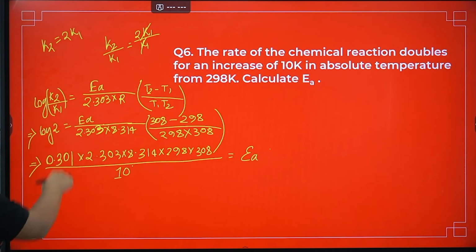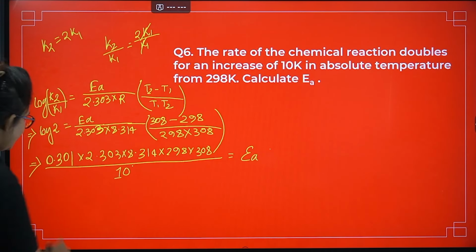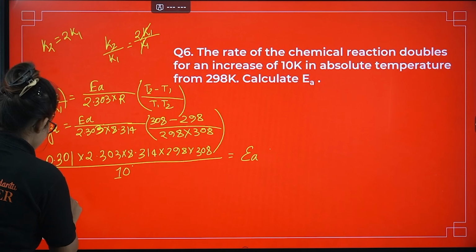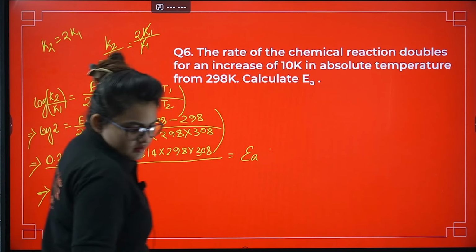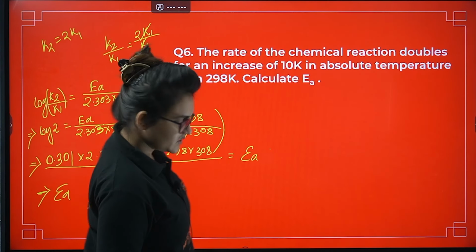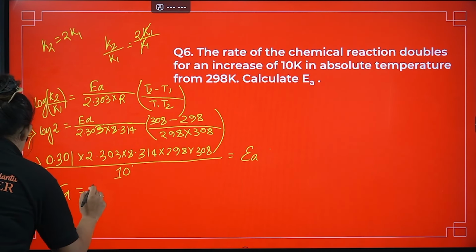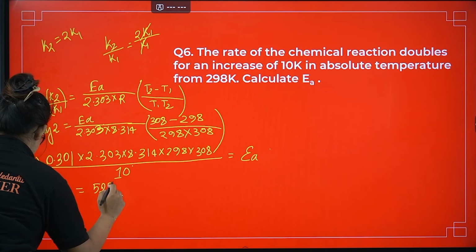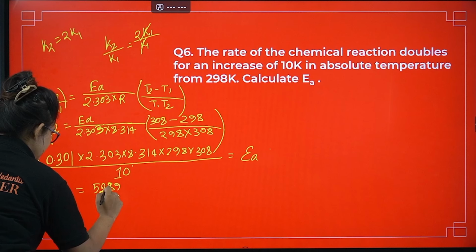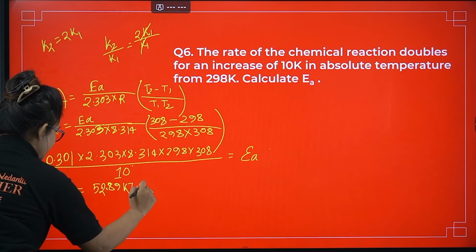Okay, so if you calculate this entire thing, you will end up with your activation energy. Okay, so EA value for this problem, if you check, it will come up to be something like 52.89 kilojoule per mole.